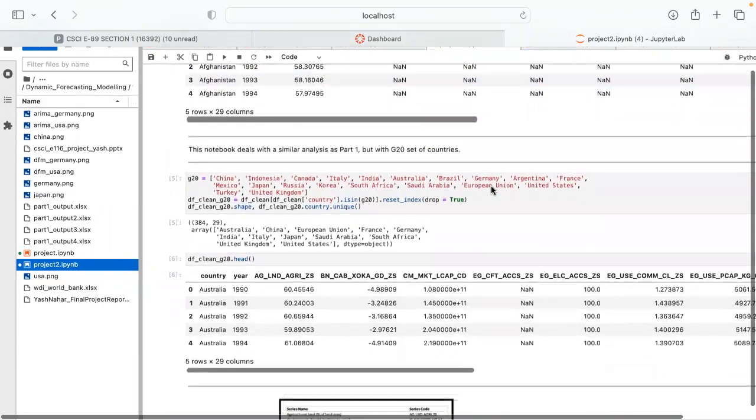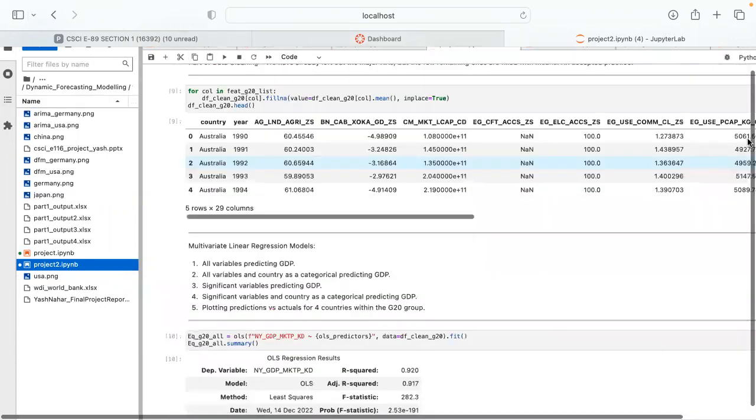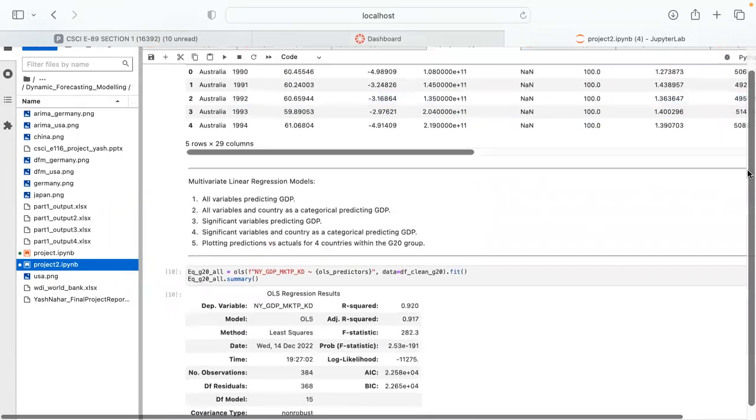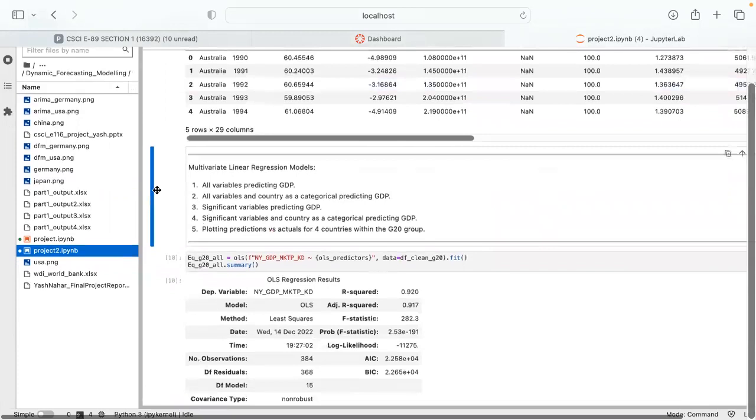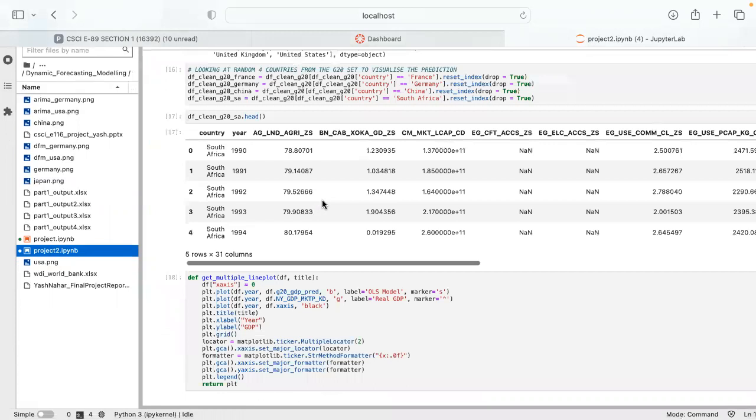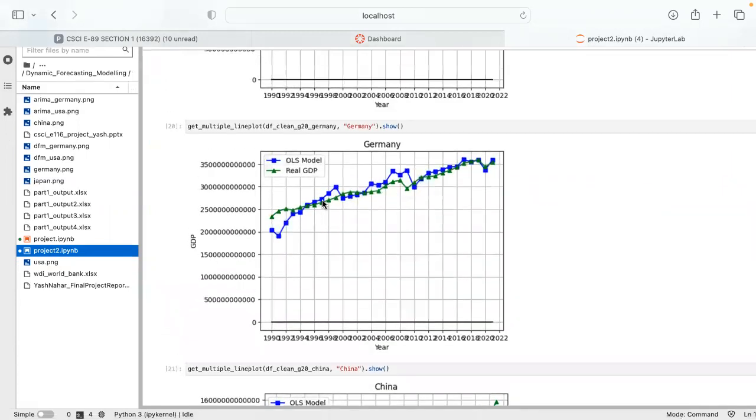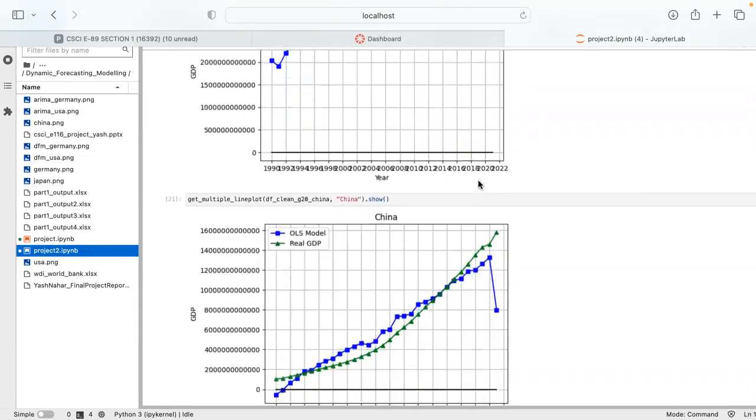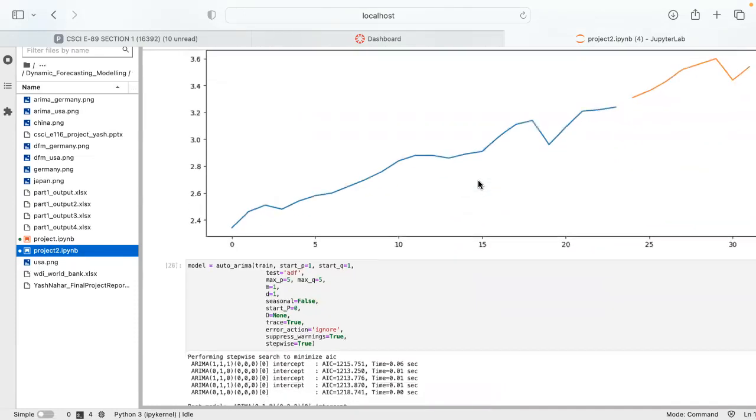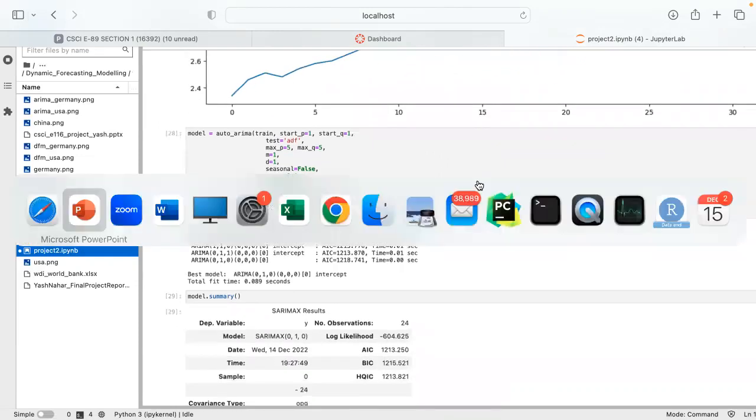I won't jump into the analysis because it's a similar one, and I have the report on the Jupyter notebook that you can go through in detail to understand the steps that I have done. But one thing we realized is that for Germany, the simple multivariate linear regression model fits very well and captures the rises and drops pretty accurately. I was pleasantly surprised by this. Other things are similar to the analysis done for the G20 countries.